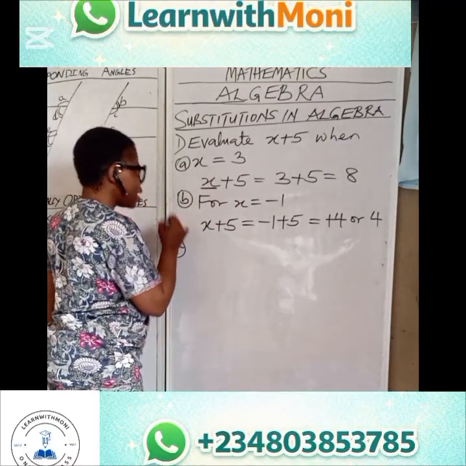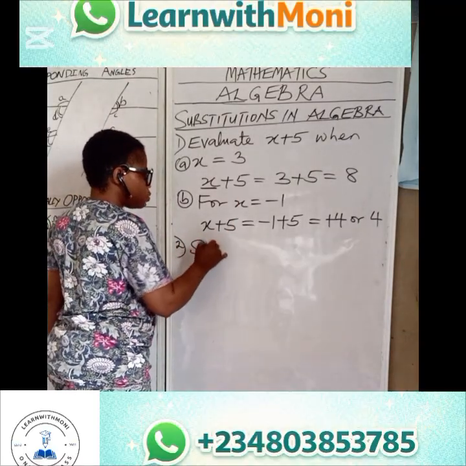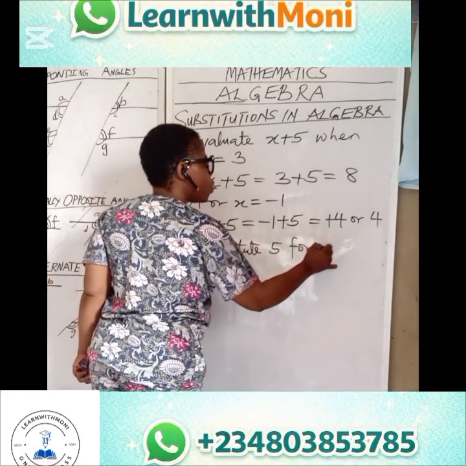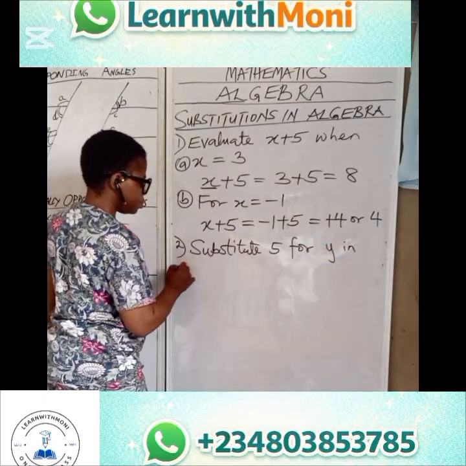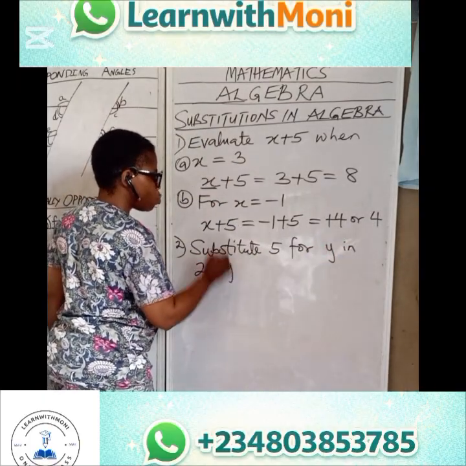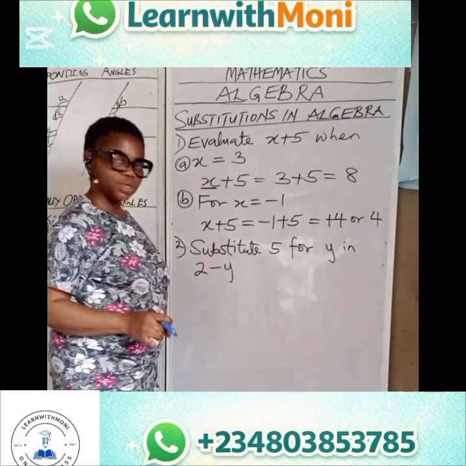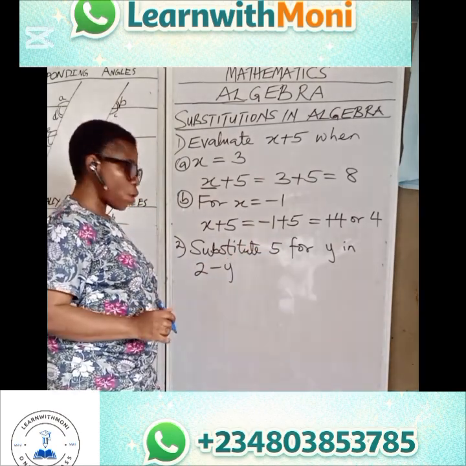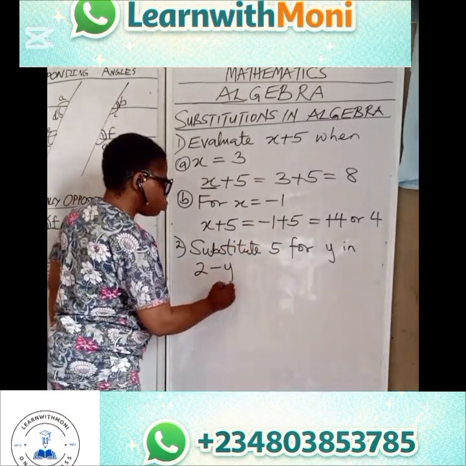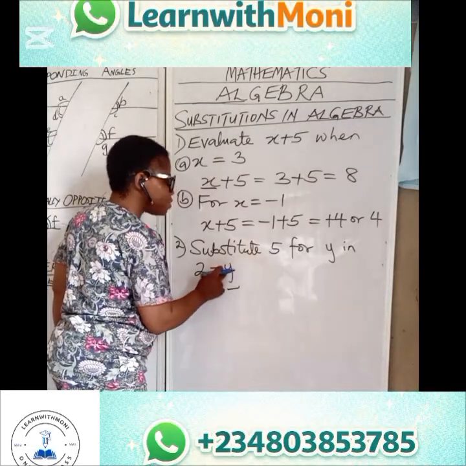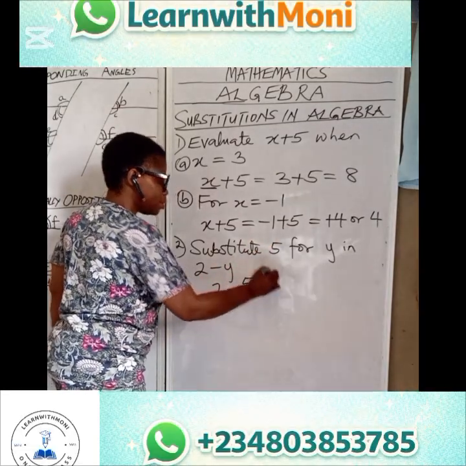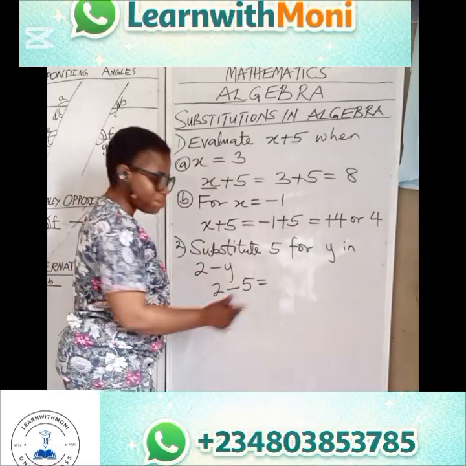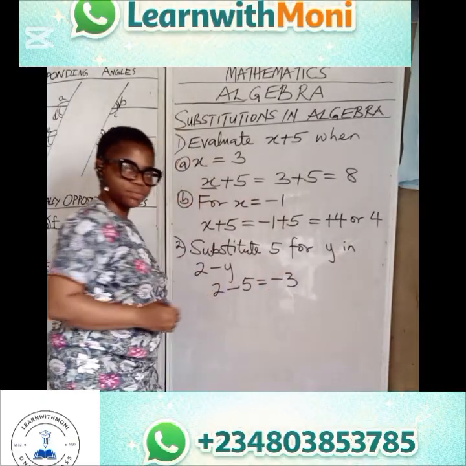Let us see another case of substitution. Substitute 5 for y in 2 minus y. Look at this situation. This is the expression we have, 2 minus y, and we are to substitute 5 for y. That means I have 2 minus, anywhere I see y, I put 5. 2 minus 5. This is another case of directed numbers. You have 2, you are owing 5. The balance is going to be minus 3.